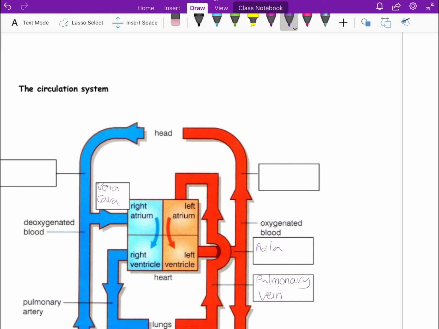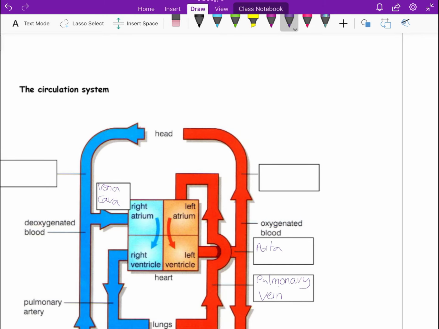Next up, we've got the vena cava, which is a vein delivering blood back into the right side of the heart, into the right atrium. And then we've got two blood vessels going to and from the head that you actually don't need to know about for Edexcel, which is the carotid artery and the jugular vein.